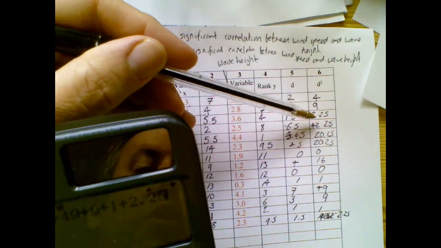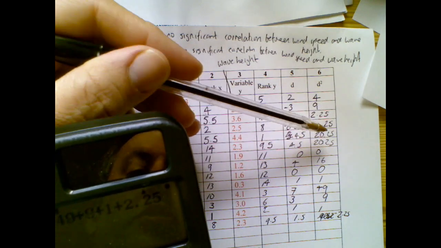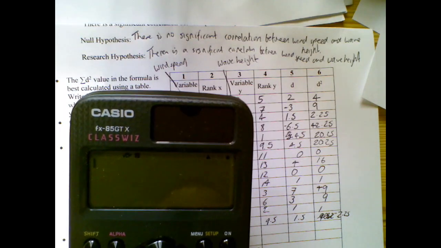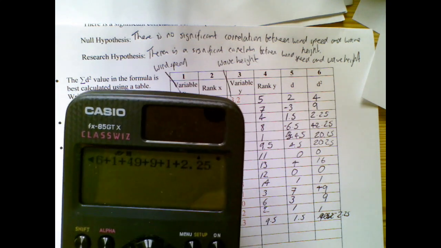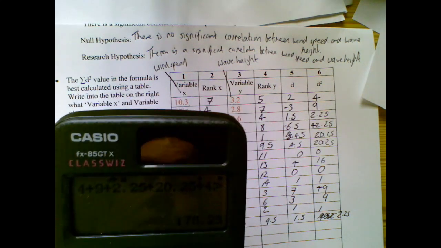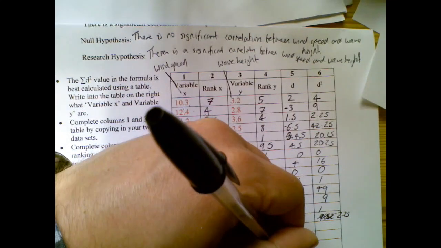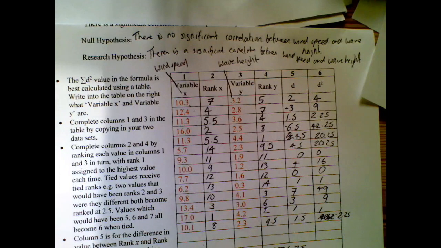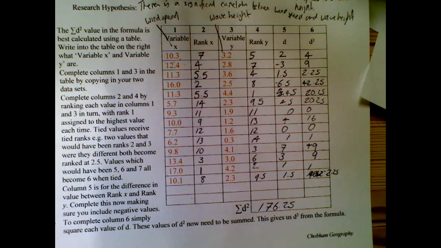So 4 plus 9 plus 2.25 plus 42.25 and so on, all the way down, and add them up. And using my calculator, I get 176.25. So I add that here, 176.25. Now, I know that the larger this number, the bigger the difference is, the smaller the number, the less the difference is. But that doesn't actually tell me the Spearman's rank value.